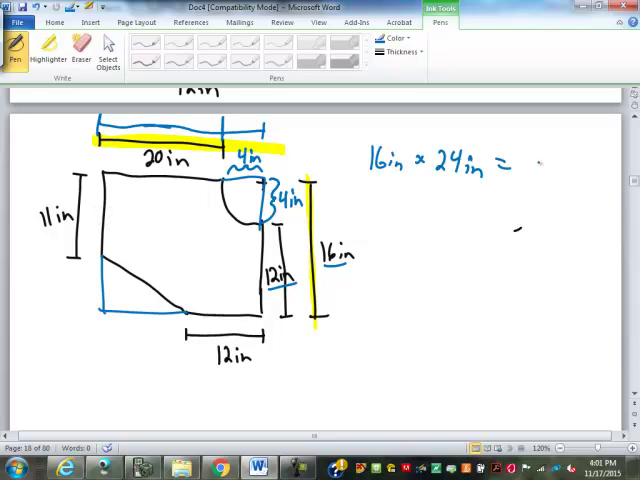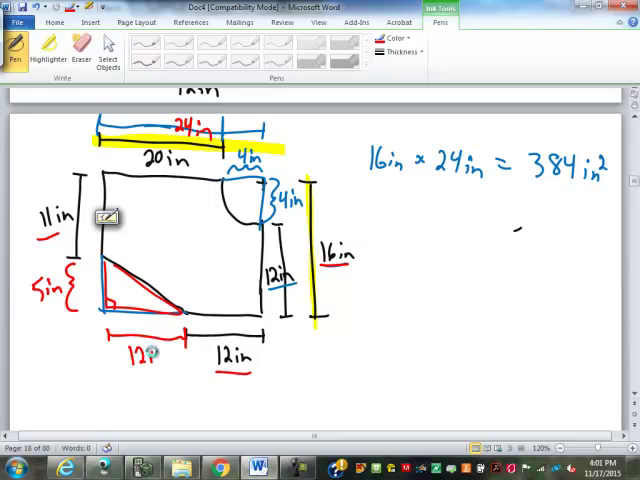So 16 times 24 is what, 384? Or 3840? Help me out. 384, there we go. Inches squared. So then we've got to subtract off this triangle. How big is that triangle? This has to be how much? 16 minus 11 makes that 5. Good. What's this have to be? You got it. 24 minus 12 makes this 12.